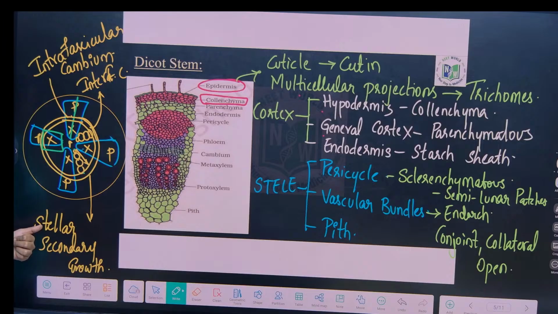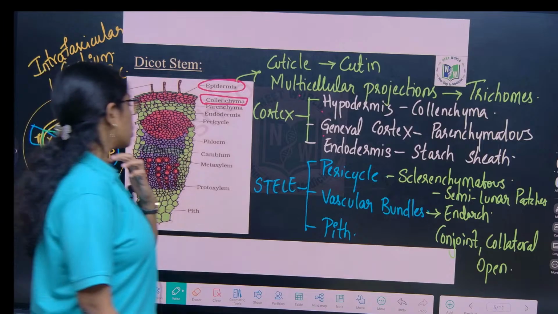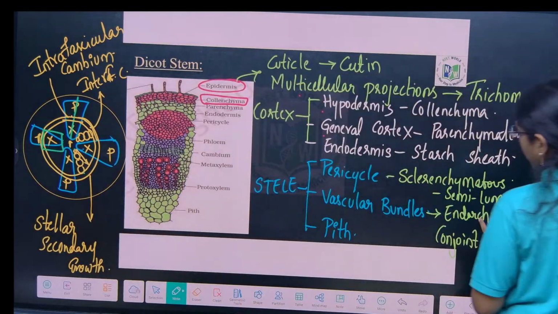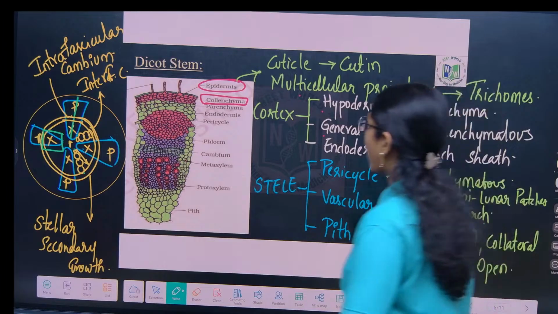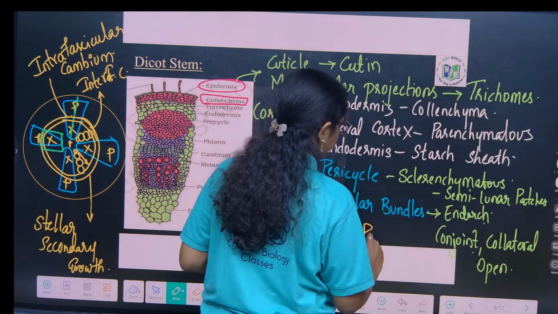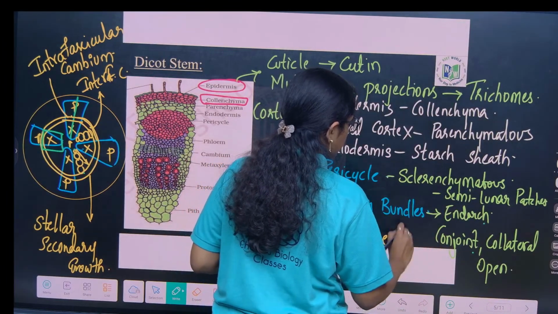Clear? Understood? Mr. Kumar, is it okay? Yeah. So, have you understood the meaning of endarch? In endarch, metaxylem will be towards the periphery, protoxylem will be towards the center, that is in stem. Conjoint, collateral and open. Clear, right? And pith is parenchymatous again here.